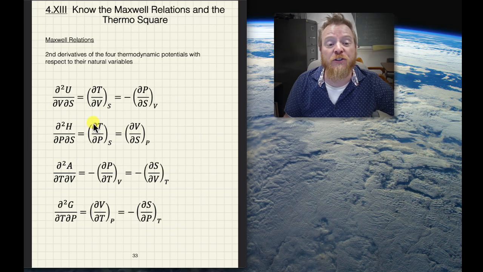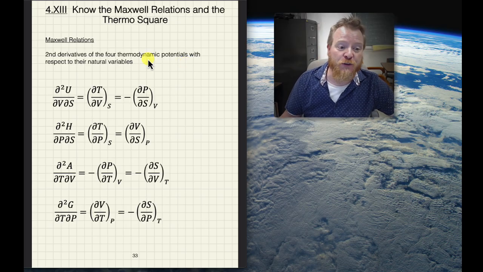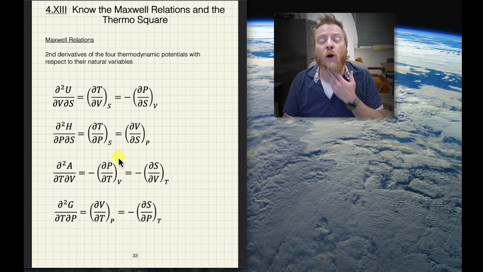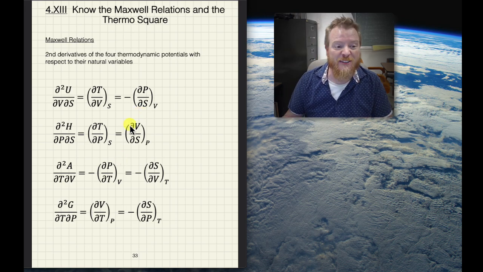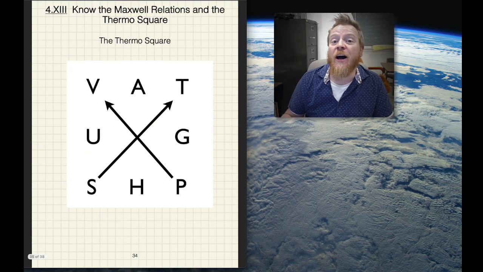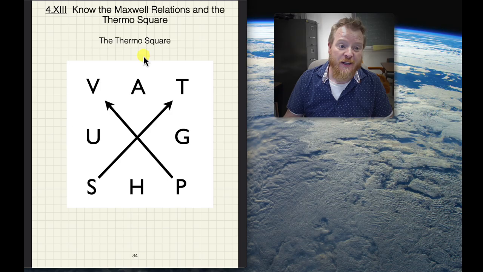So again, I introduced this idea of the Maxwell relations in the last video, second derivatives of the four thermodynamic potentials with respect to their natural variables. And as it turns out, being able to work our way through these relationships is handy. So here is a mnemonic that's going to help us remember all those relationships. As promised, the thermo square.